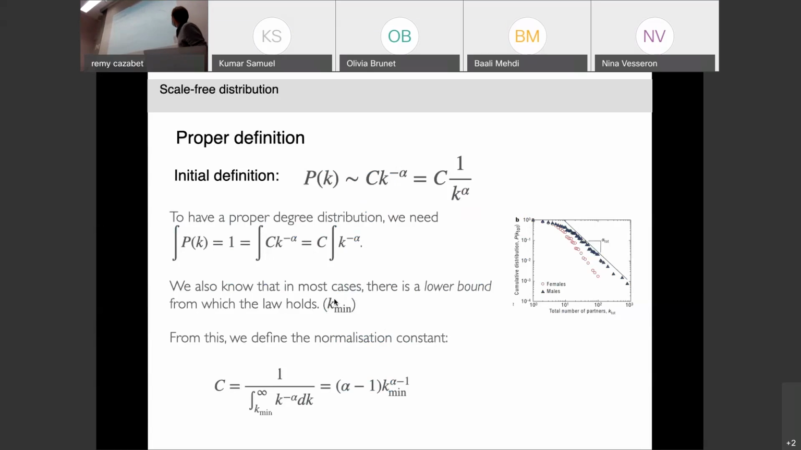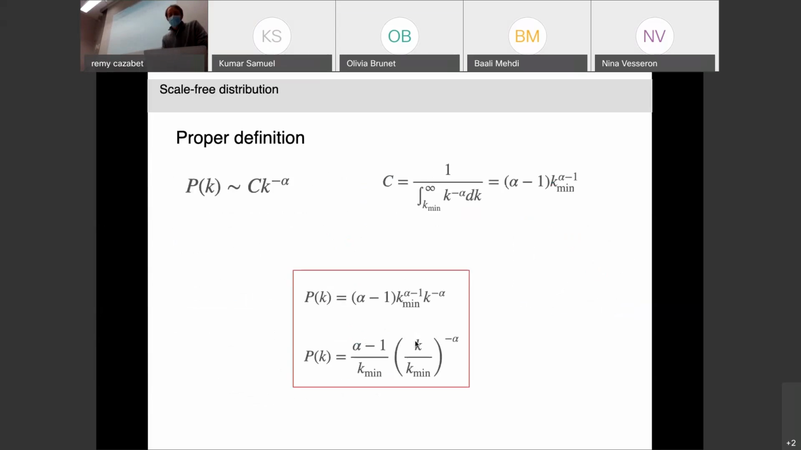So we add this constraint, and we also add the existence of a minimal degree. As I explained before, usually this power law distribution exists only for some range of degrees. Maybe it doesn't work for degree 1, 2, 3, but it starts from degree 10. So we add this minimal degree constraint, and from this we can define the normalization constant C in order to have something properly defined. I'm not doing the details, but you get this proper definition of your degree distribution, your power law distribution.